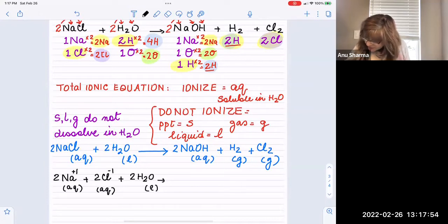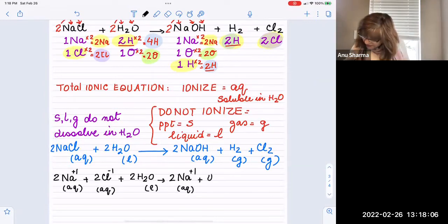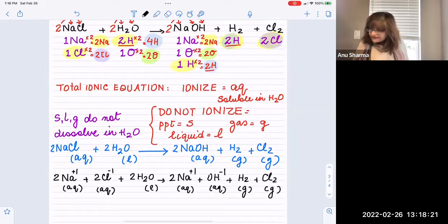This gives you 2 Na, group 1A, plus 1 charge, aqueous, soluble in water, and the hydroxide ion, because hydroxide is coming from sodium hydroxide. Sodium is releasing that hydroxide. Hydroxide is a -1 charge, aqueous, okay, plus hydrogen gas is not going to ionize, so remain it as a gas, and Cl2 is a gas, it will not ionize, okay?